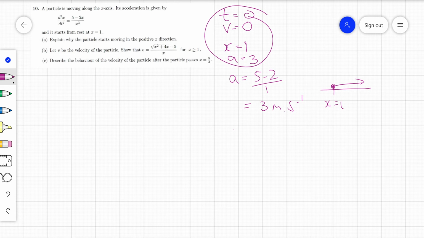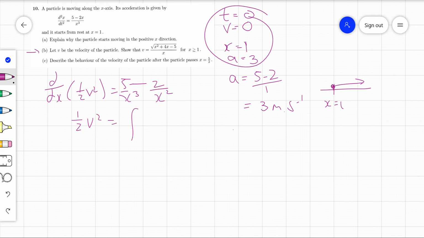All right, so let's look at B, and we need to find a velocity equation in terms of x. We can use d by dx of half v squared for acceleration. So I have 5 on x cubed minus 2 on x squared, or 2x on x cubed, so that's fine. Half v squared, and we can integrate the other side with respect to x. So we've got 5 on x cubed minus 2 on x squared with respect to x.